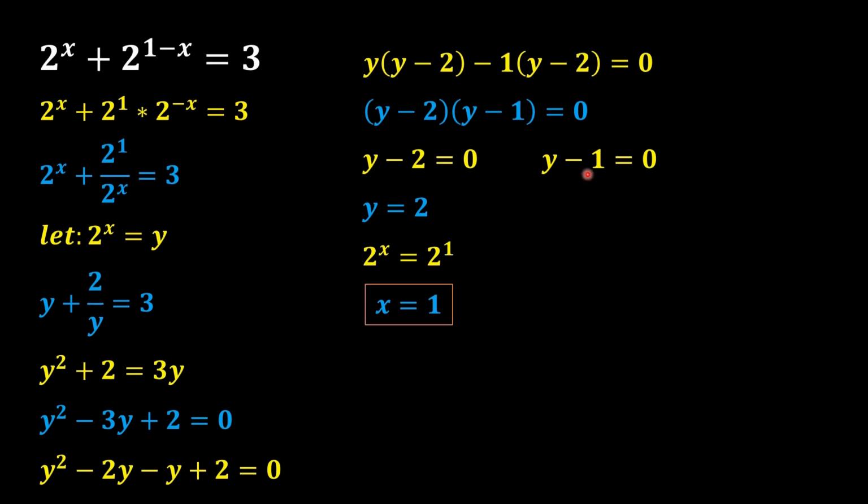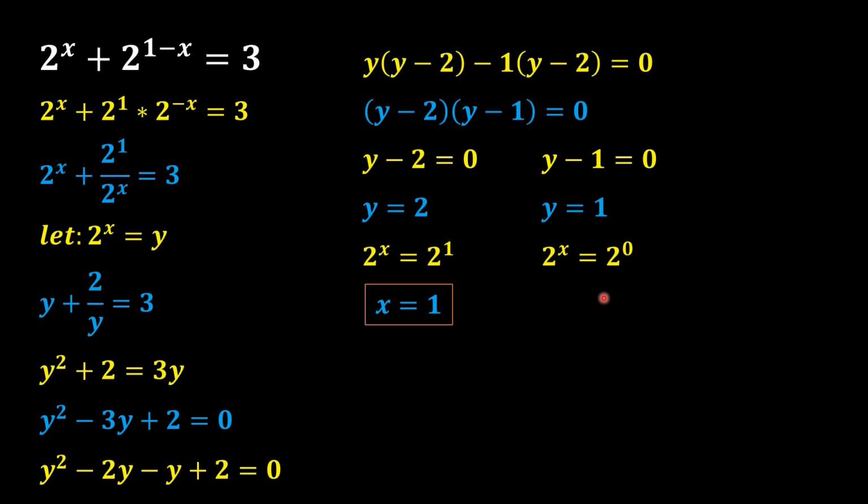Now here we get the second value for the y, and which is y equal to 1. When this minus 1 will move from one side of the equation to the other side of the equation, it will convert into positive 1. Now we should replace this y with 2 to power x. As a result, we should get our new equation 2 to power x equal to 1. And as we know that from the basic rule of algebra, if any base has power 0, it will be equal to 1. So this 1 can be written as 2 to power 0.